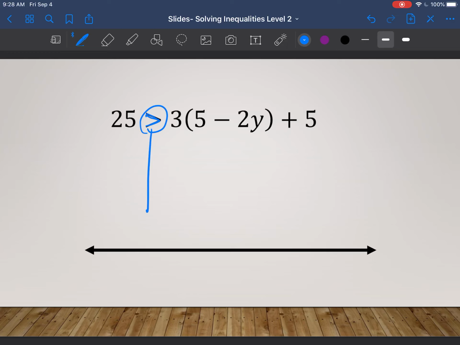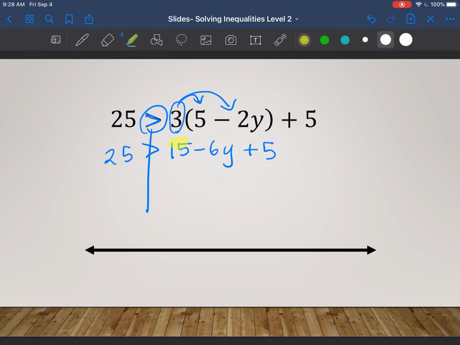The first step to solving is, let's go ahead and distribute so we can simplify each side. On the left, this becomes 15 minus 6y after the distribution, and then we still have a plus 5 that was outside the parentheses. Now we can combine some like terms. This 15 can combine with this 5, and that would make 20. Remember, we don't change any signs unless we are isolating. We aren't doing that yet. We are just combining like terms.